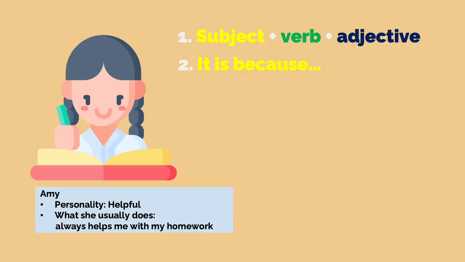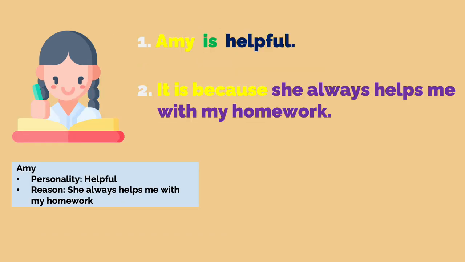Now, imagine the student who you want to vote for is called Amy, and here are some descriptions about her. Please spend 10 seconds to think about the following questions. How can we use the sentence pattern subject plus verb plus adjective to describe Amy's personality? Next, how can we use the sentence pattern it is because to explain why Amy is helpful? Now, let's move on to check the answers.